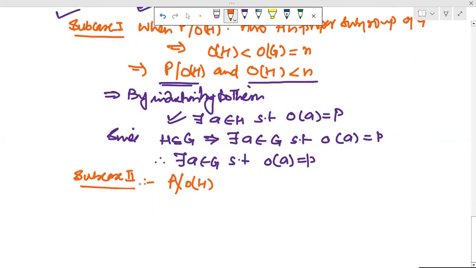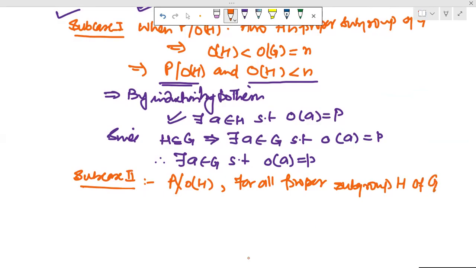So we are taking P does not divide the order of H for all proper subgroups H of G. Any proper subgroup, this is holding that P does not divide the order of H. Now, by class equation, we know that we are using the class equation to prove this.